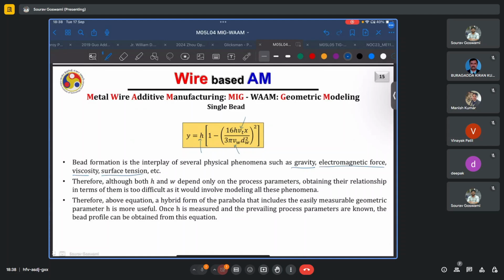Therefore, although both H and W depend only on the process parameters, obtaining their relationship in terms of the process parameters alone is too difficult as it would involve modeling of all of these phenomena that were discussed. This given equation thus is simply a hybrid form of the parabola that includes some easily measurable geometric properties, being the height and width, of which the height is more useful. Once h is measured and the prevailing process parameters are known, the bead profile can be obtained from this equation.